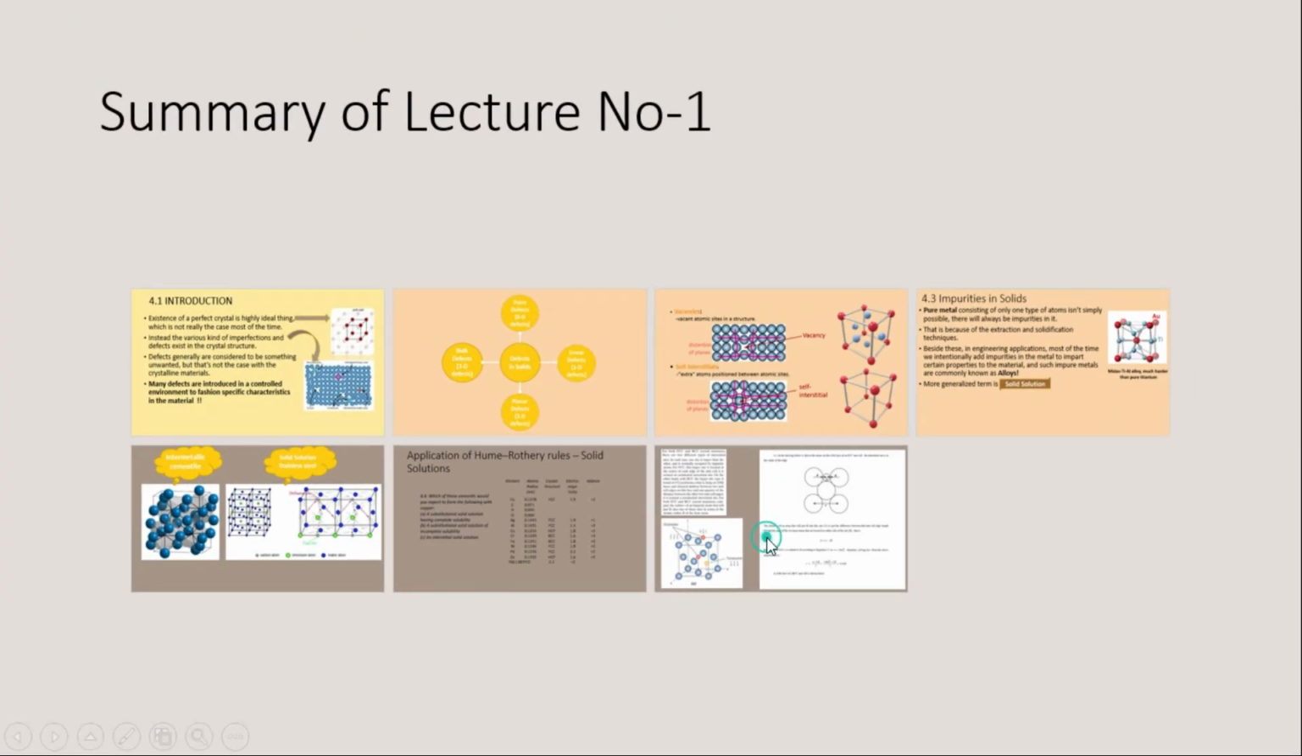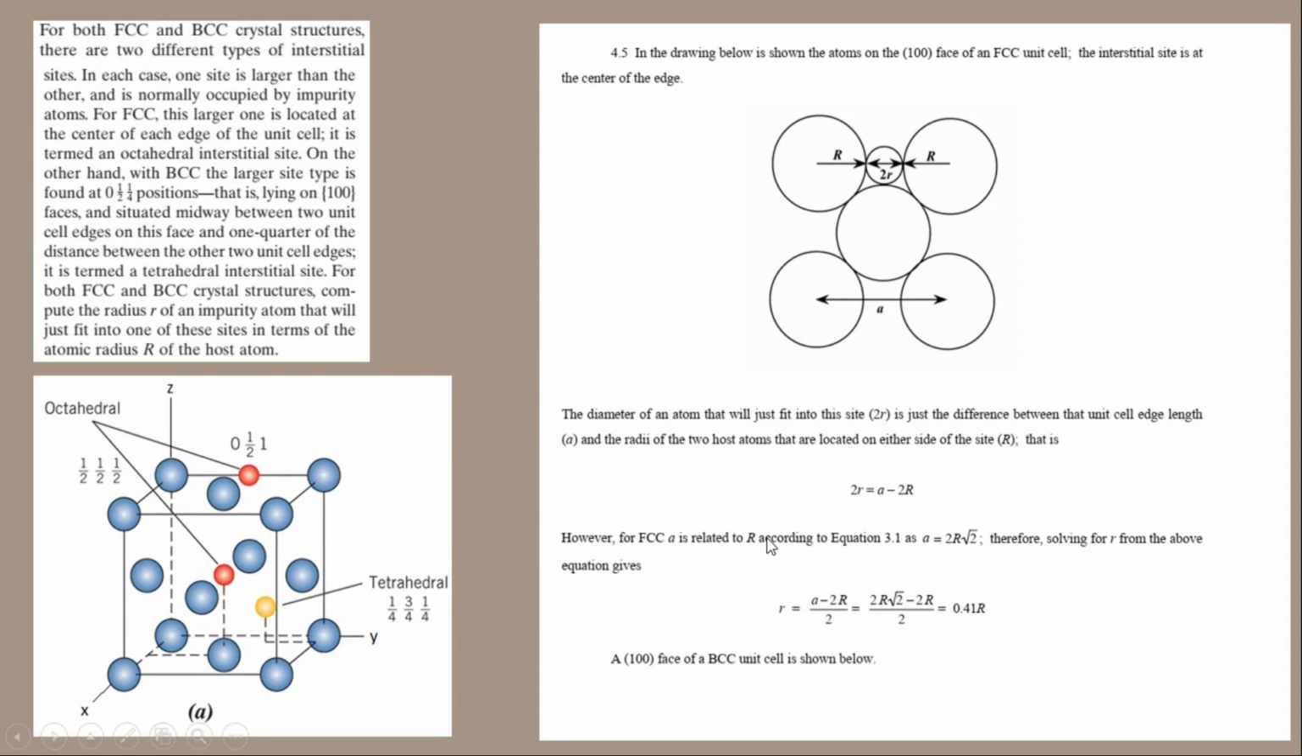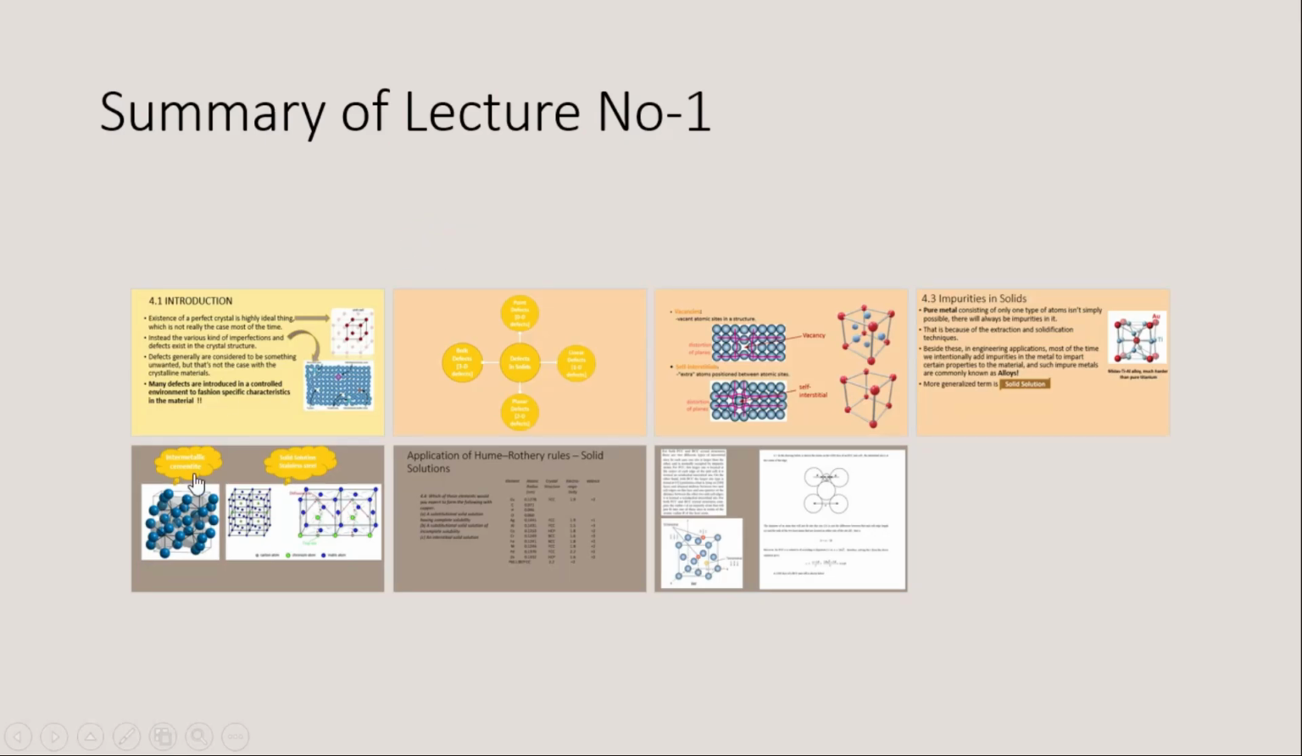And in the end we discussed what the interstitial sites really are, and we drew the octahedral interstitial site in the FCC lattice and the FCC unit cell, and we solved problem 4.5 of your textbook. Now after that we will jump to today's lecture.